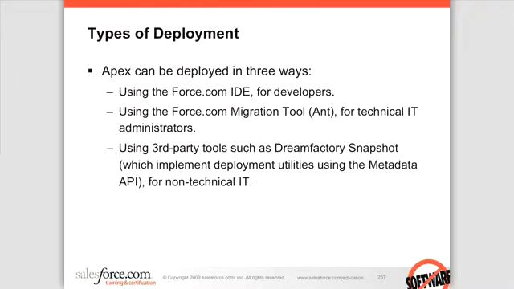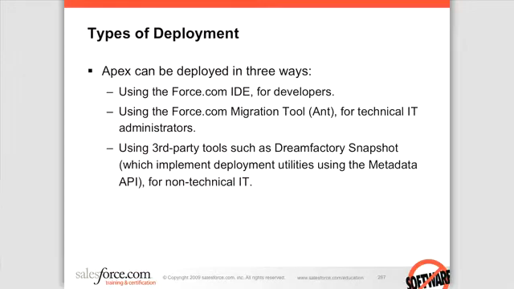When we're doing the deployment, there are three tools that we can utilize. The first is the Force.com IDE. I'll show you this in a demo later on. We have the facility to perform the deployment to the production environment using that. There's also the Force.com migration tool. This is a tool that runs on top of Ant. Ant is an Apache project written in Java, and it allows you to automate processes.